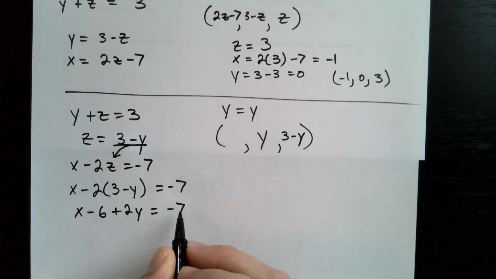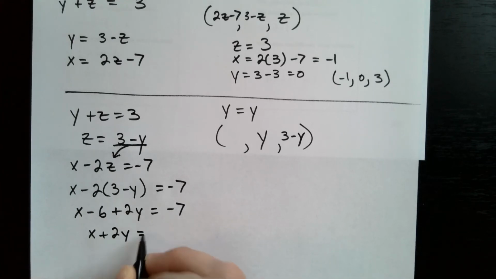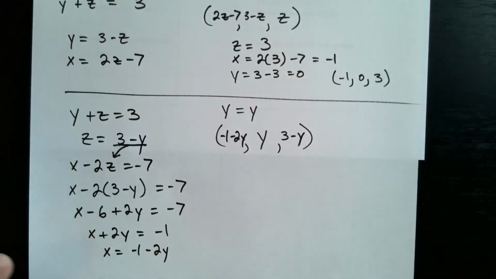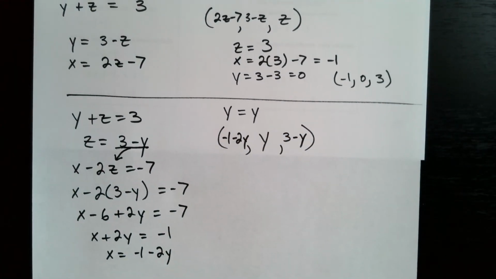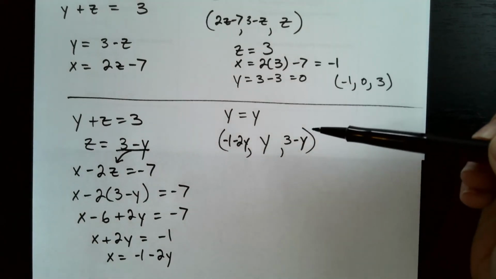So move the 6 over by addition. So we get x plus 2y is equal to negative 1. And then move the 2y over, so x is equal to negative 1 minus 2y. It's another way of writing infinite solutions to this problem. We just put it, instead of in terms of z, we put it in terms of y.